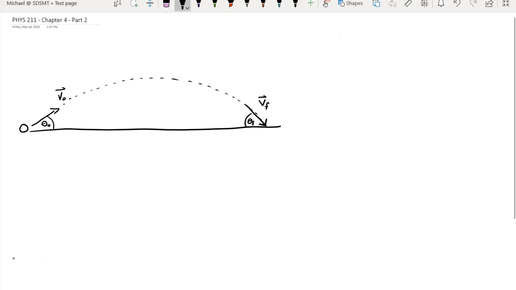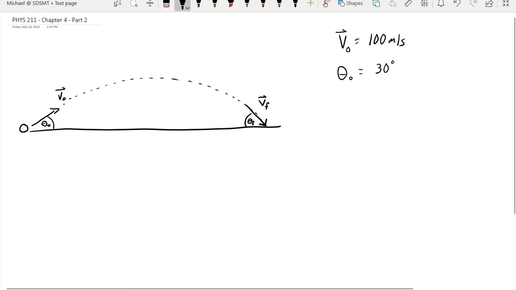Given some initial information, we'll say that the initial velocity of our payload here, whatever it is, if it's a cannonball or a rock, we'll let that be 100 meters per second. And the initial angle at which we launch, we'll let that be 30 degrees.